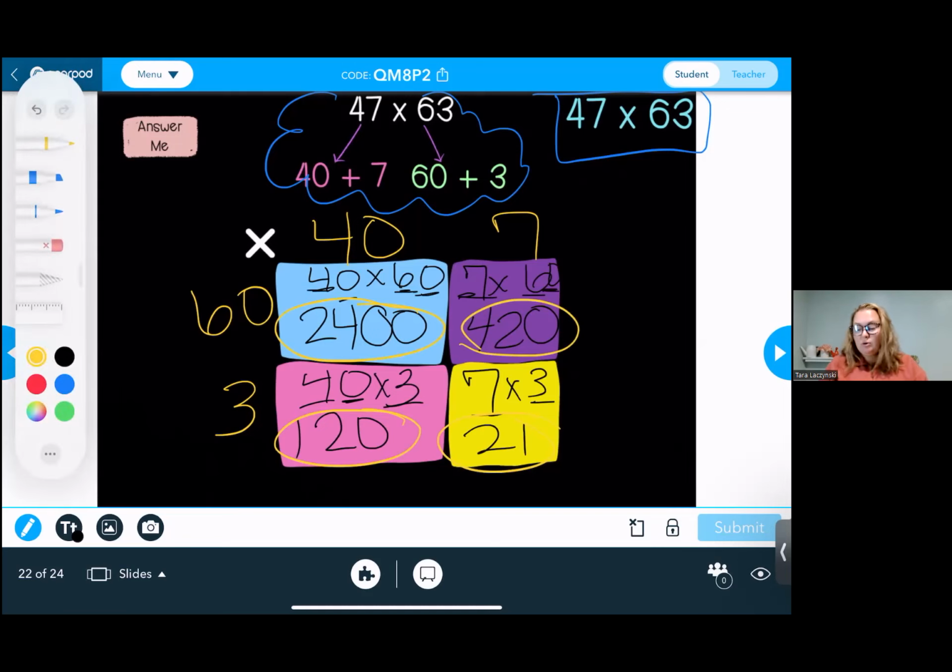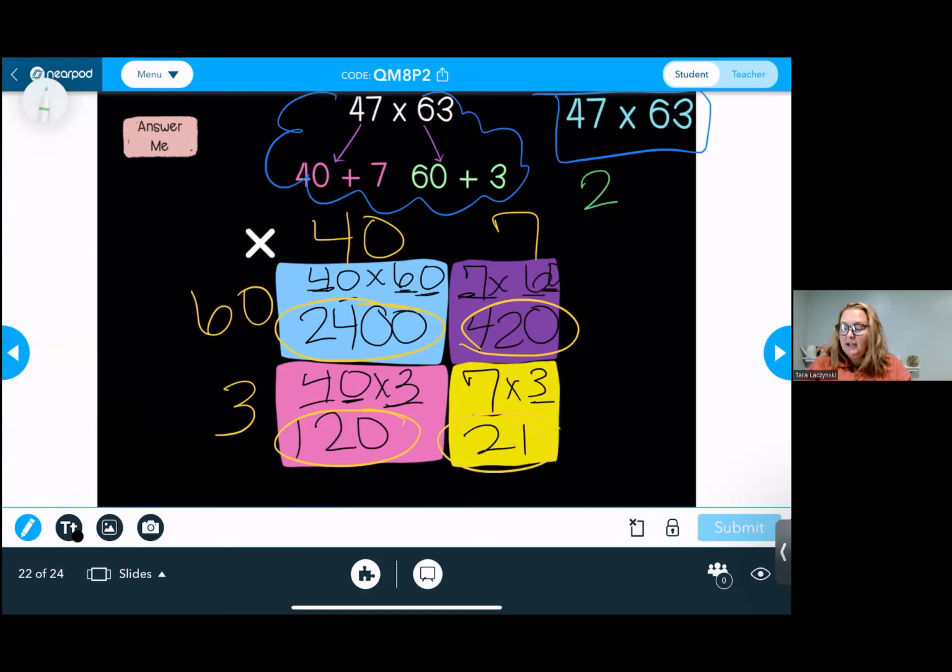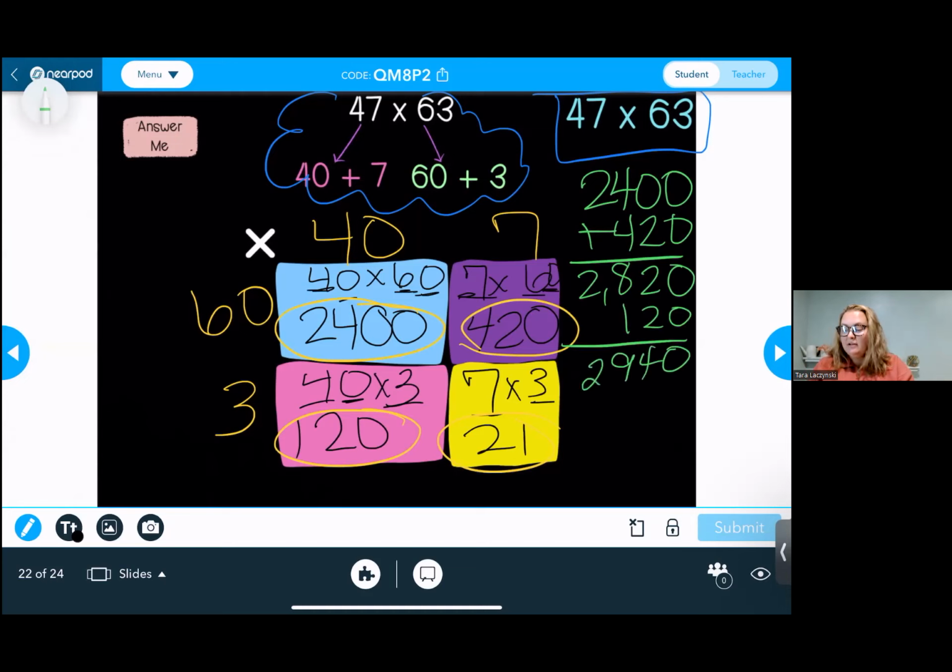I can do these as pairs or I can stack them. If I did them as pairs, I would start with the biggest number and go down to the smallest. So 2,400 plus 420 gives me 2,820 plus 120 gives me 2,940 plus 21 gives me 2,961. Again, all I did was add all of these numbers one at a time to get my final answer.